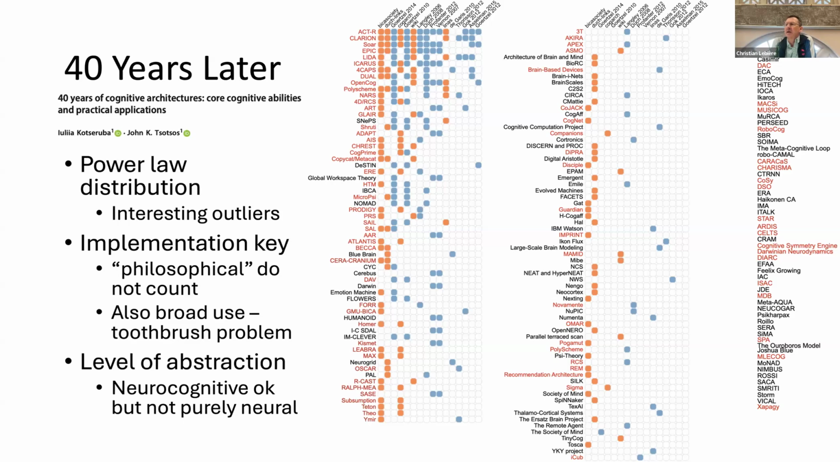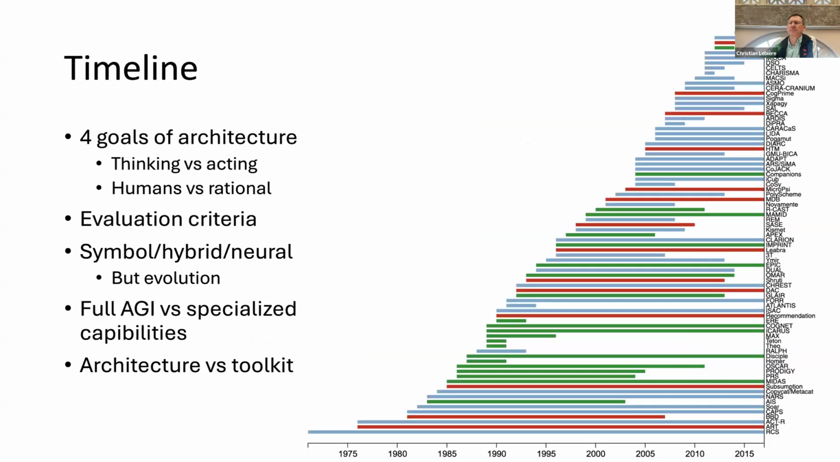And you can see, like everything else, there are some that are more popular than others, but the criteria was that all those cognitive architectures had to be implemented, since philosophical ideas did not count, and in at least some kind of broad use. And they had to be at some level of abstraction, in the sense that neurocognitive architectures were okay, but purely neural architectures were seen as being at a level of abstraction below the one they wanted to consider. So here's a timeline of cognitive architectures.